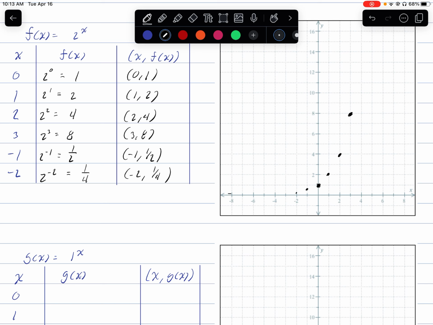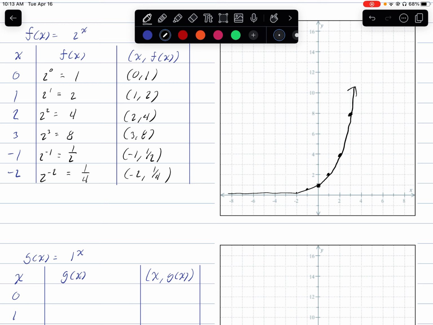So the basic shape of our graph is going to be as follows. As we go to the left, as the numbers get more negative, this is going to get closer and closer to 0. If we go 2 to the negative third, we get 1 over 8. 2 to the negative 4, we get 1 over 16. It gets smaller and smaller the bigger the negative numbers get. It's important to note that it will never cross the x-axis. It will never be 0. It'll just get infinitely close to 0.